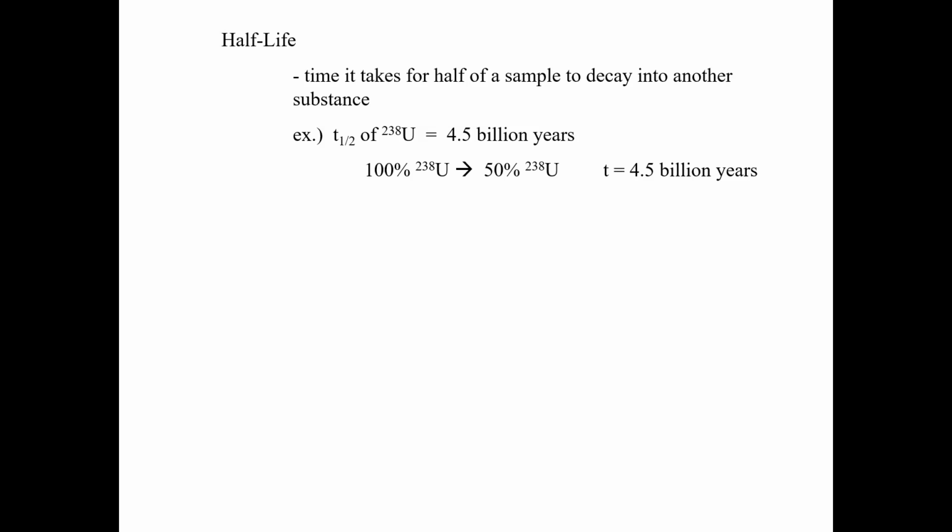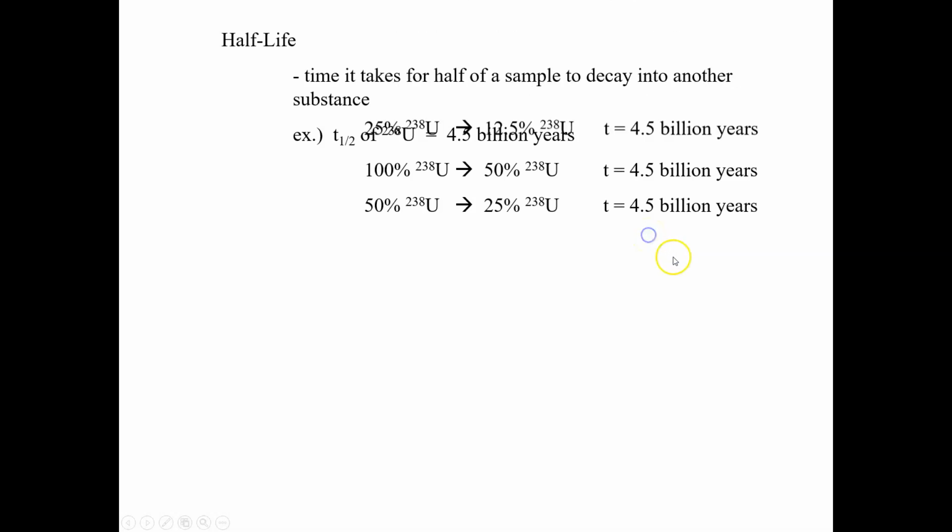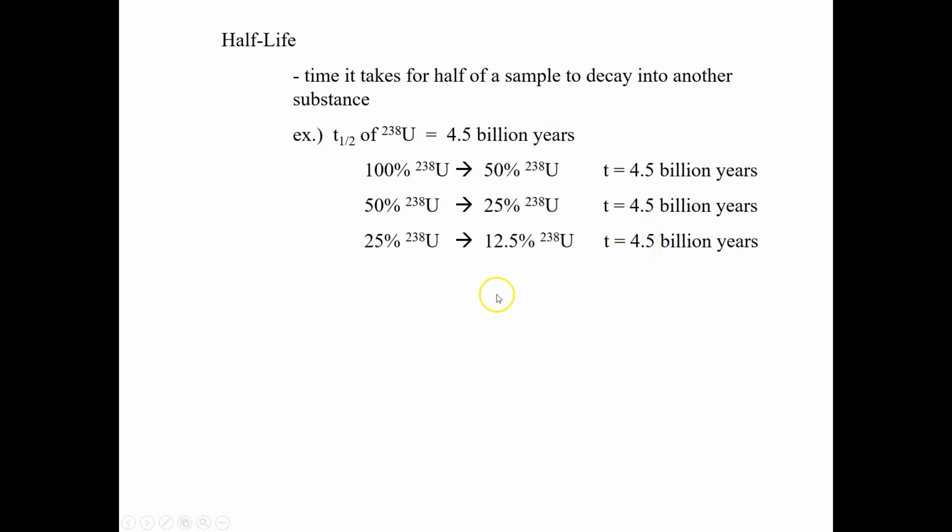Now, let's just say that I was able to live a really long time, and I could wait around another 4.5 billion years. What would be left in that rock? Well, I started off with 50% uranium-238, half of that, right? Half-life means I'm always taking half of what I started with. Half of 50% is now 25%. If I waited another 4.5 billion years, I would take half of 25%.